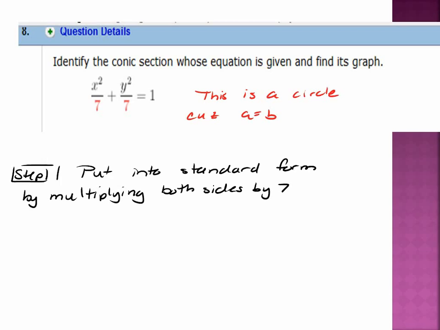What do you mean about the A and B doesn't equal each other? Well, in the ellipse, the A that's under the A squared and the B squared that's underneath the X, X squared over A squared plus Y squared over B squared is equal to 1. If the A doesn't equal the B, it's an ellipse. If the A equals the B, it's a circle. And in this case, the A equals the B.